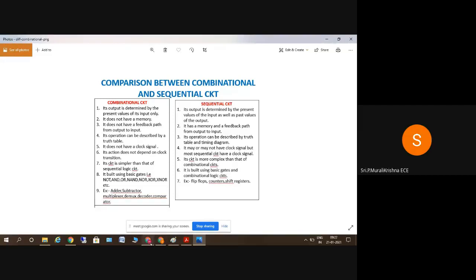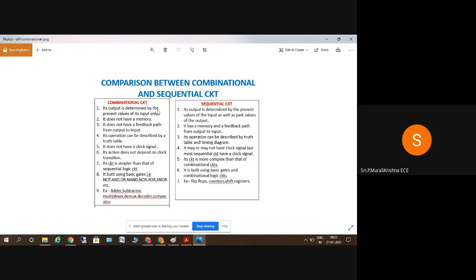Yes, sir. Okay. In the combinational circuit, the output is determined by the present value of the inputs only. Whatever inputs we give, that will be the output here. In sequential circuits, the output depends upon the present inputs and also the past history of the inputs. Whatever inputs we give and whatever previous inputs we gave, those are also responsible for the present output here.